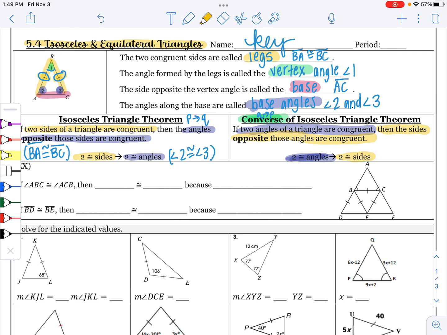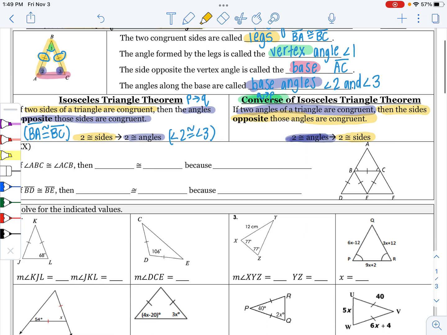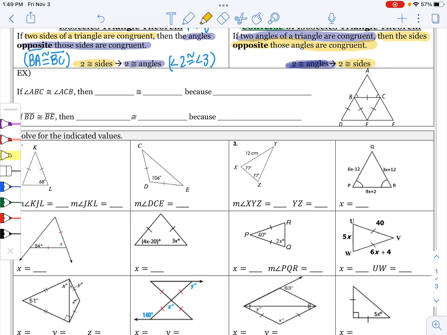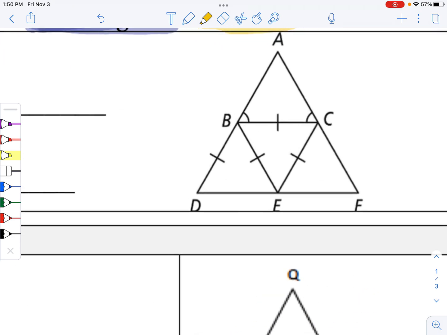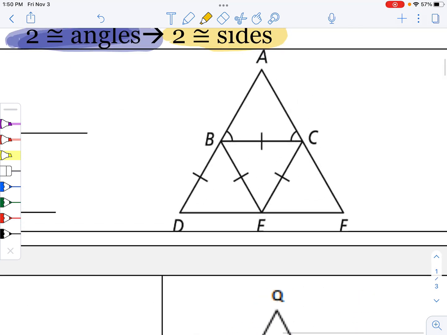So what that means is that if we knew that angle 2 and angle 3 were congruent to each other, immediately we would know that those sides, BA and BC, would have to be congruent. So this just reverses it around. That's the converse. All right, so now we're going to do some examples. We are going to look at this crazy picture. Now this crazy picture has a huge triangle, ADF.